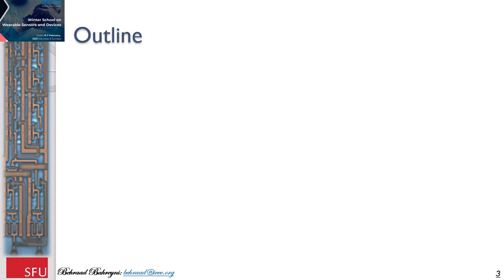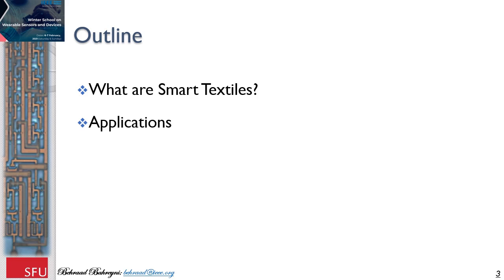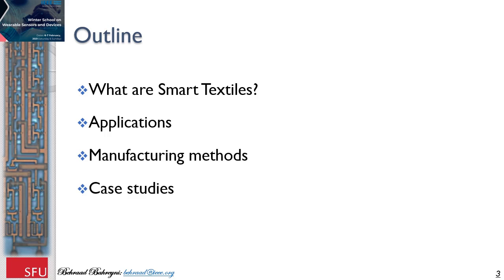Here's the outline of the presentation. I'm going to, first of all, introduce the smart textiles, when we call a piece of textile to be smart. Then I'll talk about applications. And through that, we'll talk about manufacturing methods and how we make different types of sensors or actuators on smart textiles. I'll talk about three case studies from my own research lab and labs of my colleagues in BC on smart textile, actually different applications or different perspectives. And then the presentation ends with challenges and outlooks in the field.